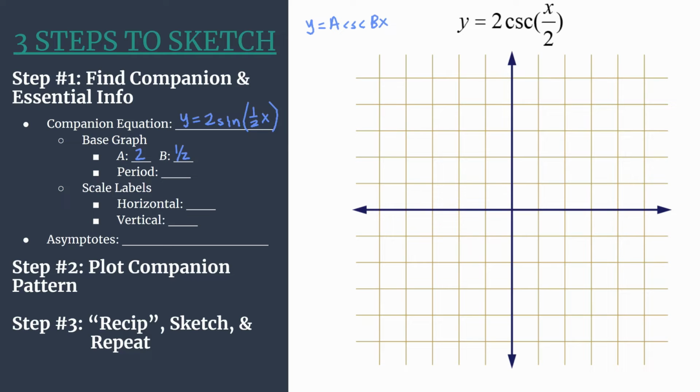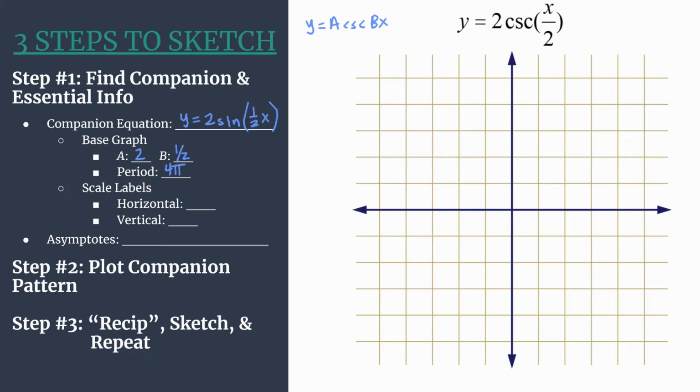It also helps us find the period. We use 2 pi divided by b. So 2 pi divided by 1/2 is going to be 4 pi. So our period, or the length of one horizontal cycle, is 4 pi. So now that we have that information analyzed, we can choose how to label our axes.